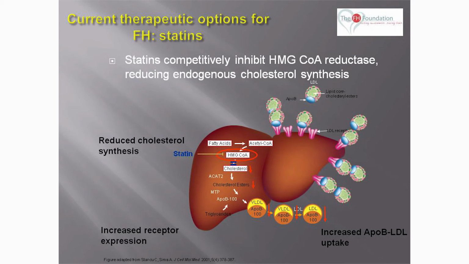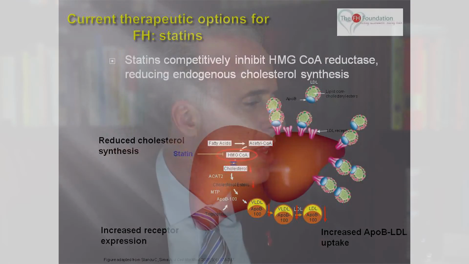We start with reducing cholesterol synthesis and then upregulating LDL receptors. Now, LDL receptor upregulation really is the common denominator in all of our lipid-lowering therapy that we use in FH patients, including the bile acid sequestrants and including the cholesterol absorption inhibitors.